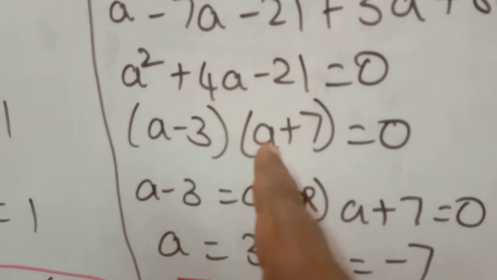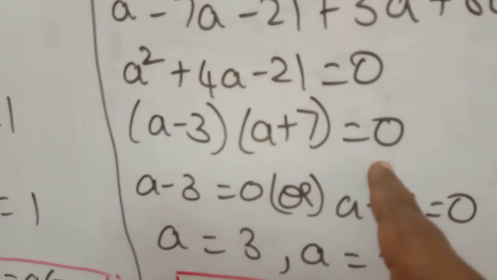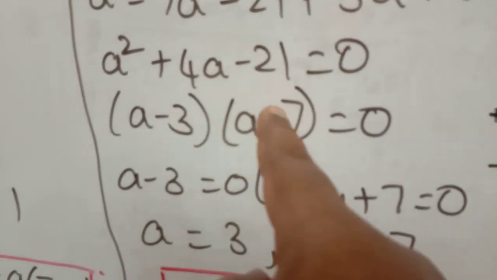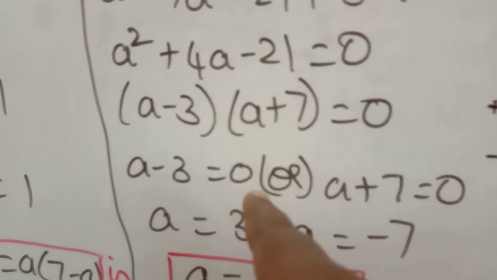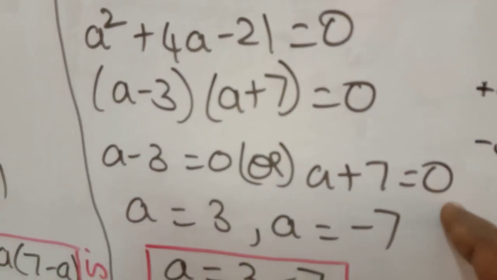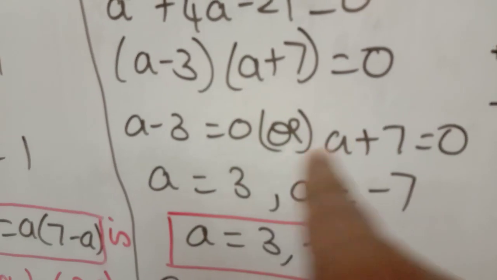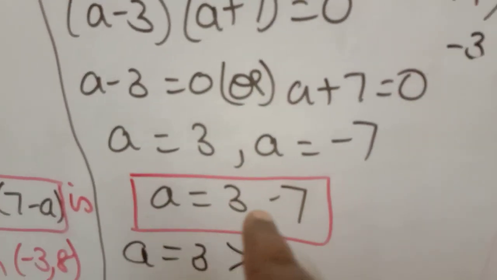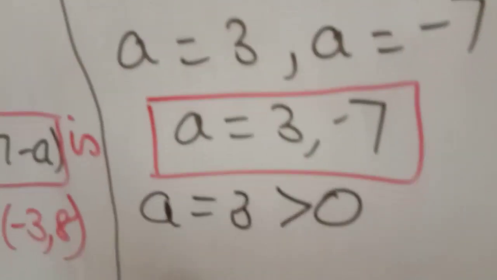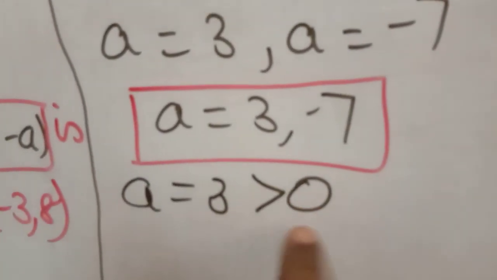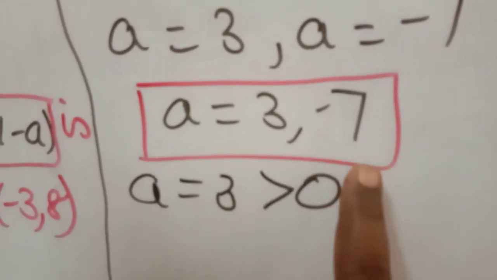If the product of two terms is equal to 0, it means either the first bracket should be 0 or the second bracket should be 0. So either a minus 3 is equal to 0 or a plus 7 is equal to 0. So a is equal to 3, a is equal to minus 7. So a is equal to 3 comma minus 7. In the question it is given positive intercept, so we have to consider only the positive value. So consider a is equal to 3, because that is positive, greater than 0. We should not write minus 7.